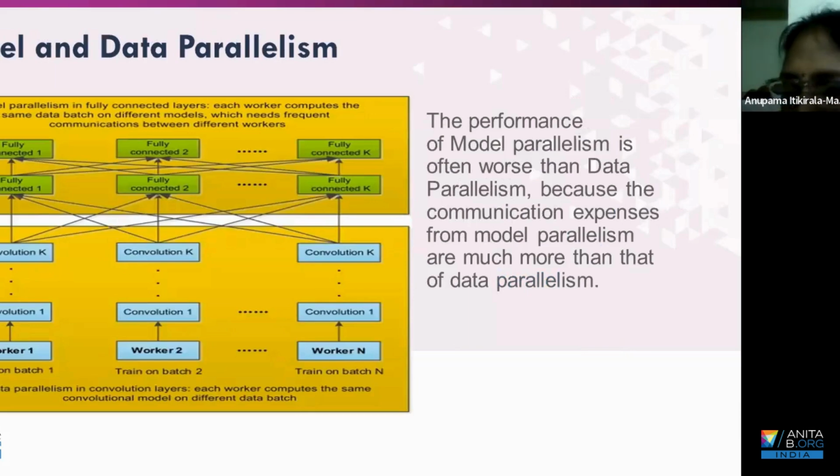the picture here, it's just for visualization, just to portray how the CNNs talk. That is what I was talking about in the earlier slide: the batches being trained, how they talk to each other, the computational tasks that happen in the model and the data. In this diagram, the upper side one is the model, and the downside is the typical CNNs on the data parallelism. But do remember that the performance of model parallelism is often worse than data parallelism, because the communication expenses from model parallelism are much more than that of data parallelism.